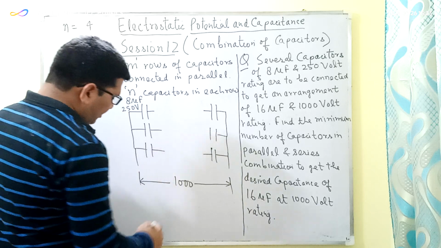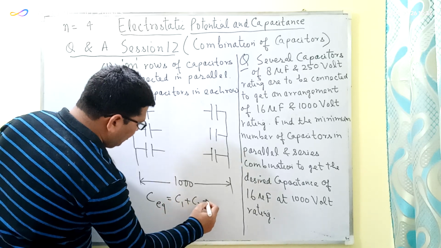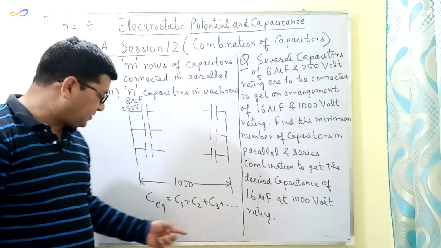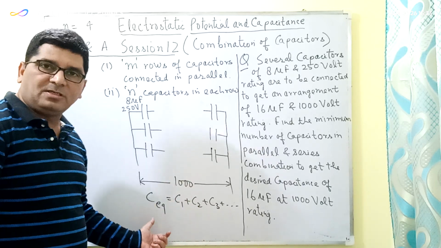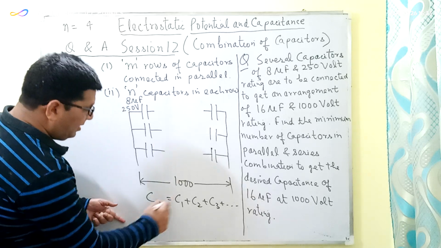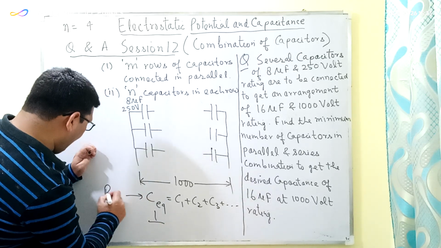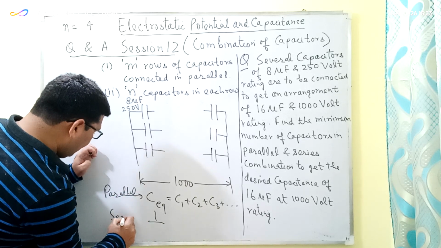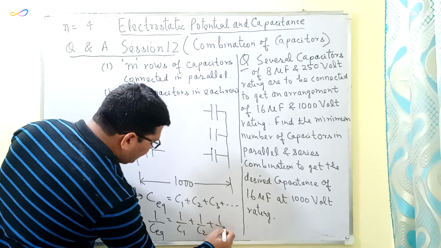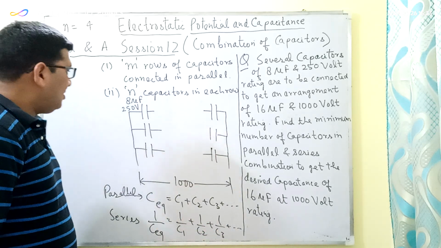Now we know that in the parallel combination, the equivalent capacitance is equal to C1 plus C2 plus C3 and so on, where C1, C2 and C3 are the capacitances of the individual capacitors. Second, if those capacitors are connected in series, then the equivalent capacitance is given by 1 upon C equivalent equals 1 upon C1 plus 1 upon C2 plus 1 upon C3 and so on.